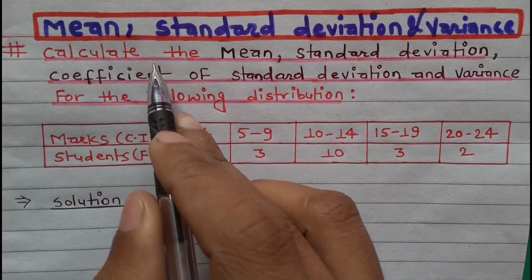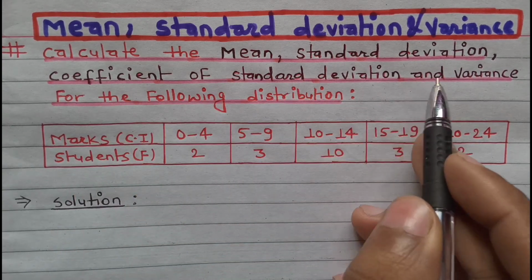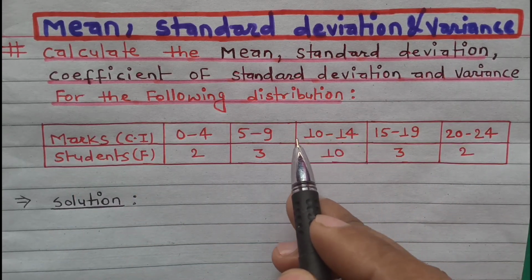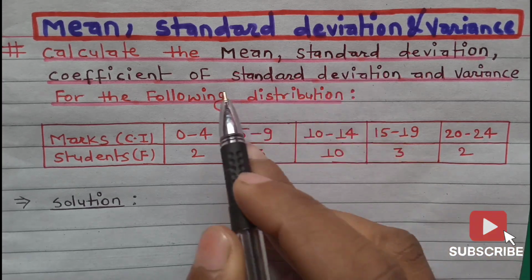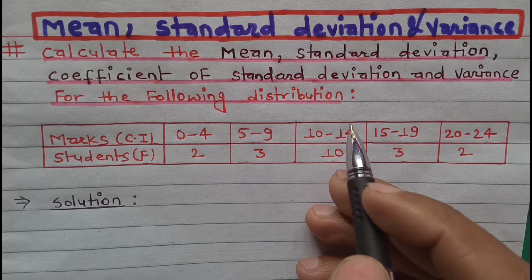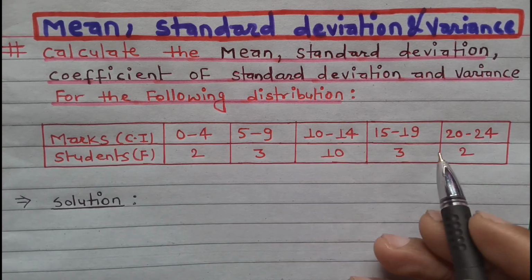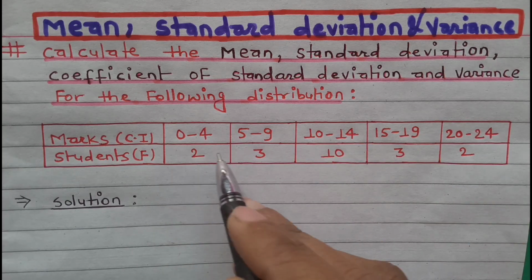Today, I am going to teach you about mean, standard deviation, coefficient of standard deviation, and variance in a very easy way. So, if you watch till the end, you will understand them so easily. So, this one is the data. We have to find the mean, standard deviation, coefficient of standard deviation, and variance of this data.